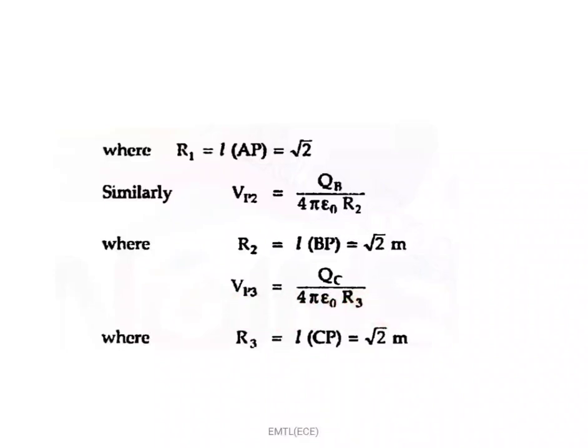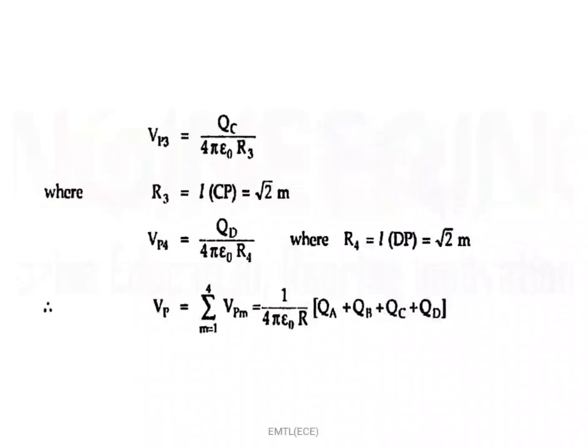Similarly, potential due to charge QC is represented as VP3. So that is equal to QC by 4 pi epsilon naught R3. So R3 value is also equal to root 2 meters. Similarly, potential due to QD charge is expressed as QD by 4 pi epsilon naught R4. So that R4 value is also equal to root 2 meters.